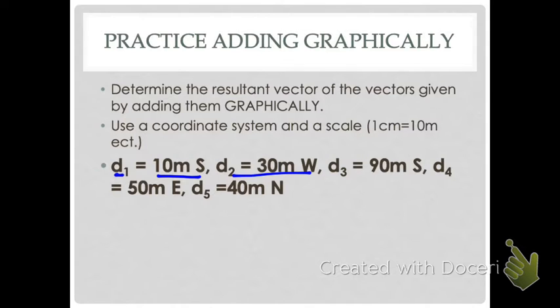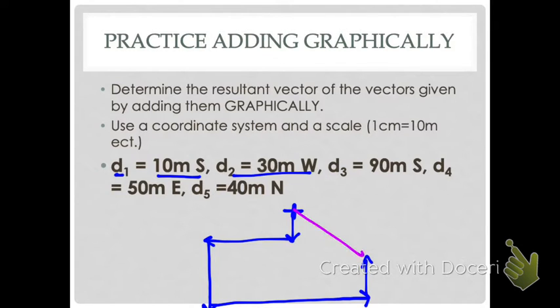Okay, so let me kind of give you an idea here. I'm not going to draw it to scale, but you guys are. You're going to determine what your scale is. But I'd go 10 south, 30 west, 90 south, which I don't have room for, 50 east, there, and 40 north, right? And so my resultant vector goes from the origin to the tip of the last vector. So I'm drawing all of those blue vectors to scale and then measuring that purple one, and we're going to see what our resultant vector actually should be. Does that kind of make sense?